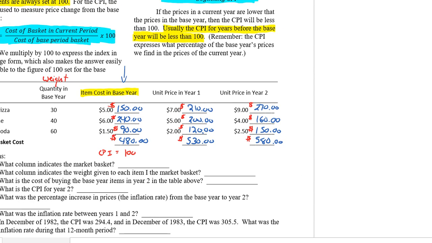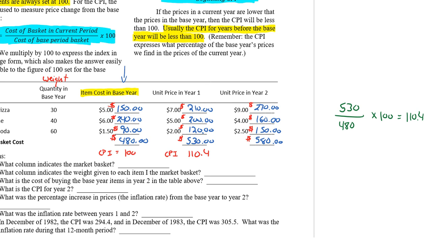I can actually do this a little bit on the side over here. I have my current period, and if I'm going to find the CPI for year number 1, I'm going to have my current period's price of $530 divided by the base period's basket price, which was $480. I will do this, and then once I get my answer, I'm going to multiply that by 100, and that will get me a CPI of 110.4. And so that will be my CPI for year 1, and I'll add this in right here. My CPI is going to be 110.4.